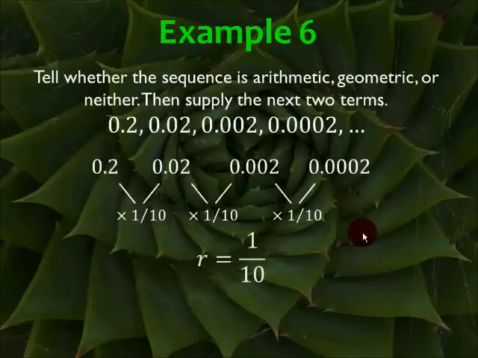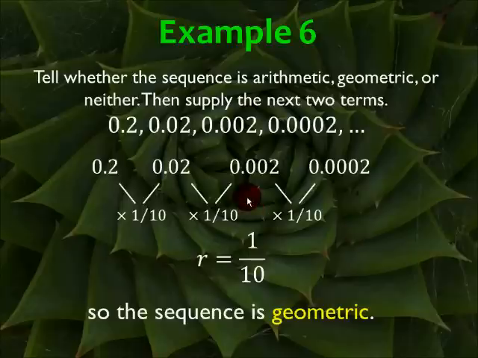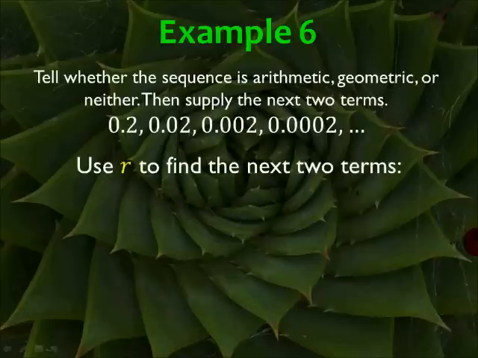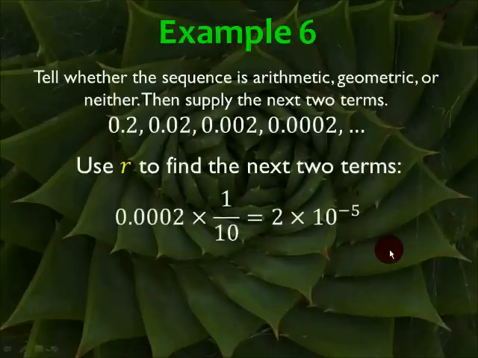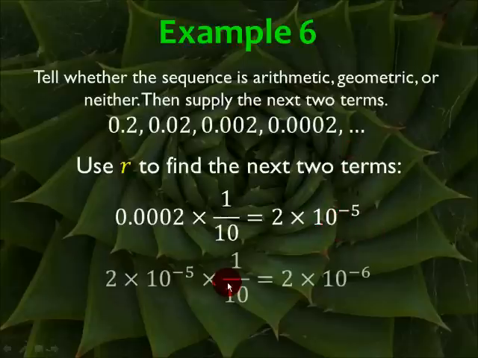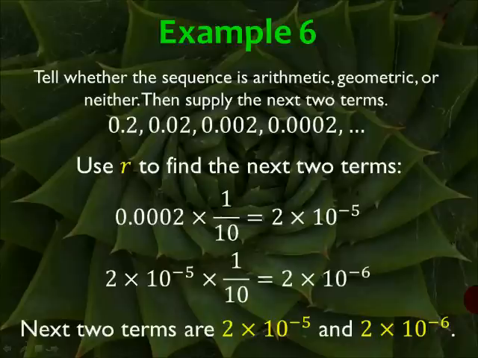So, you have a geometric sequence with a ratio of 1/10. Again, a geometric sequence has a common ratio between any consecutive or successive terms. Now, to find the next two terms, we're going to use R, take the last term we have, multiply that by 1/10 to get the following term, take this term, multiply it by 1/10 to get the term after that. So our next two terms are 2 times 10 to the negative 5th and 2 times 10 to the negative 6th. So you can look for patterns, look for a common difference, or look for a common ratio.